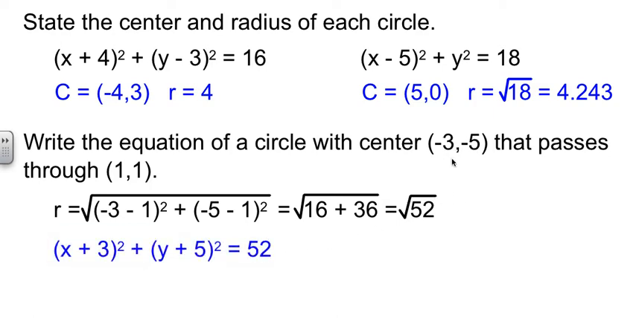Plug in the h and the k. (x plus 3) squared plus (y plus 5) squared equals 52. Make sure you use the center. Don't get tangled up with this extra point here. It doesn't apply to the equation of the circle, because you need the center for that.